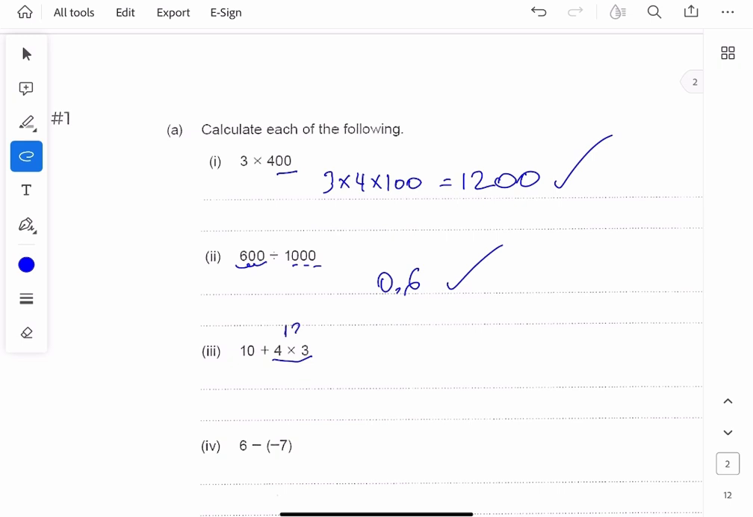Here we have to do multiplication first. That's BIDMAS. And then you add 10 to it. So you have 2 minuses in the next question. That means actually plus. So 6 plus 7 is 13. So well done if you got these questions right.